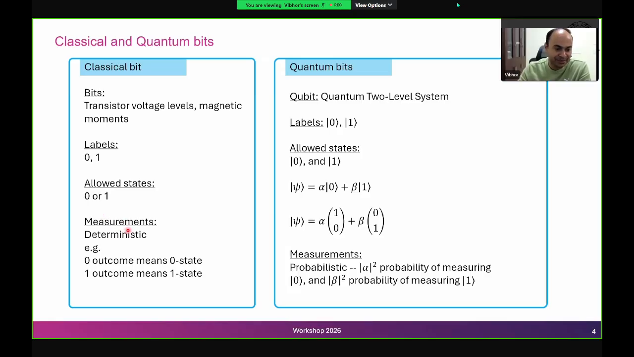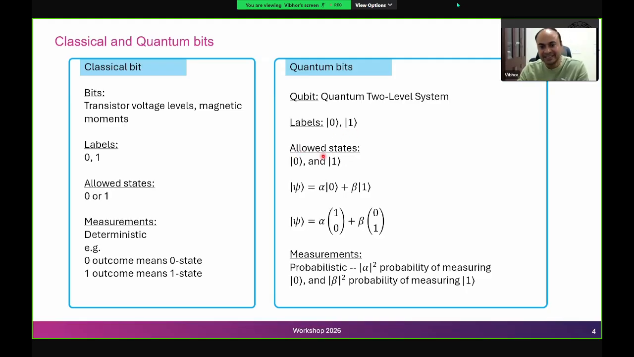When we perform measurements on this, and if we get an answer corresponding to 0, it means the system was in the 0 state. And if we get an answer 1, it would definitely mean that the system must have been in the 1 state. So the measurement process is completely deterministic. On the other hand, when we think about quantum bits, these are like an extended version. Qubit is an abbreviation for quantum two-level system, the quantum bit. In short, you call it qubit. Here, the labels are the eigenstates of the system. For example, they could be 0 or 1.